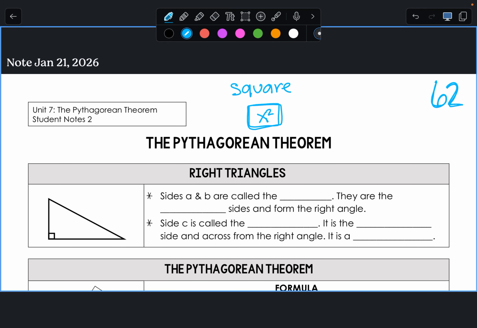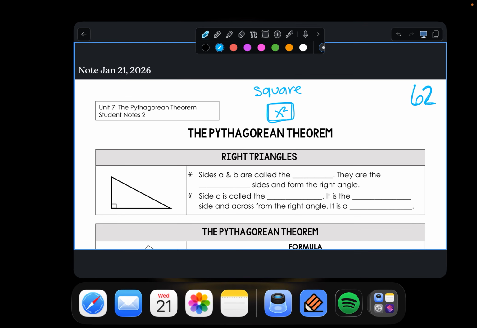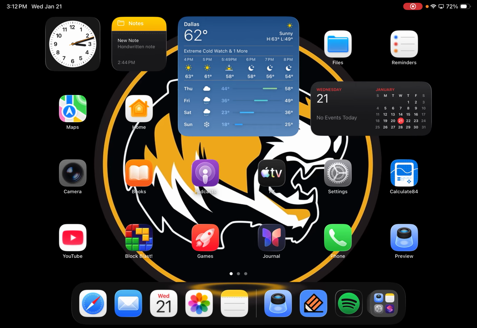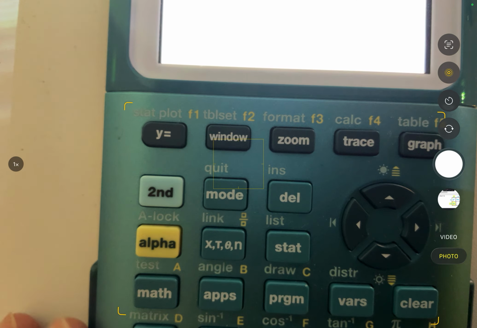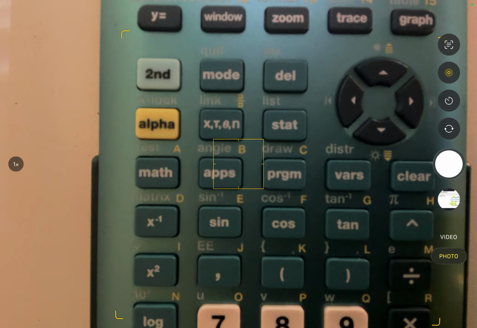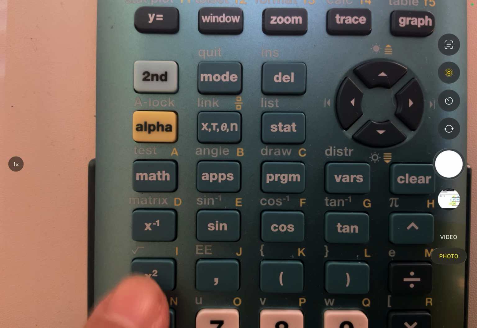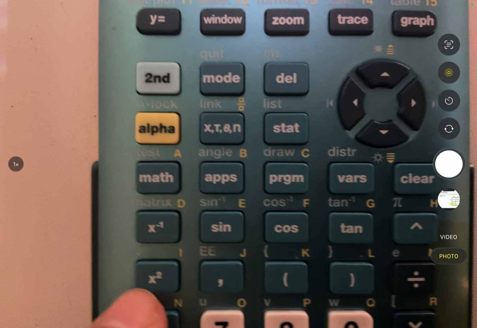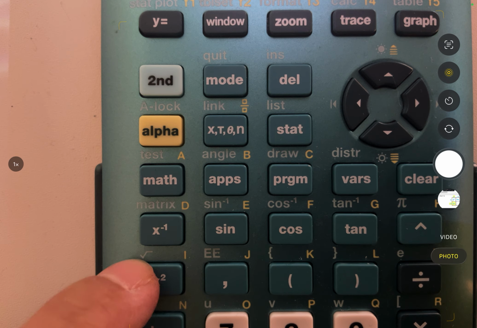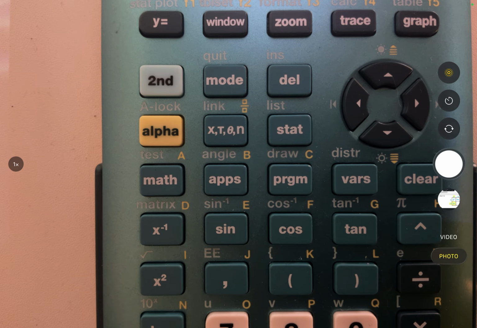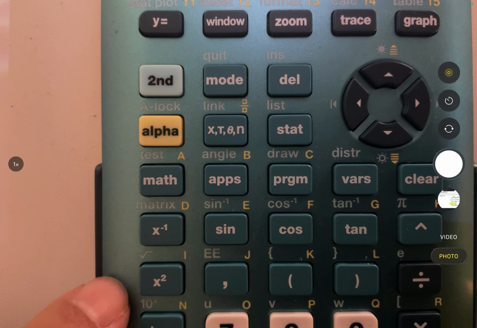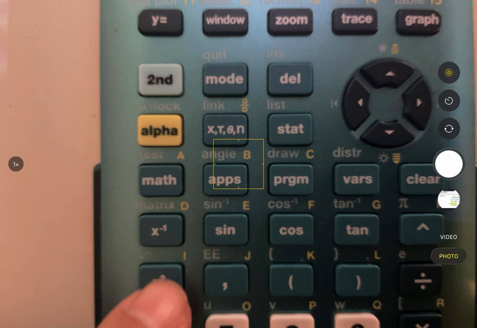Now, if you haven't found that button yet, let me find my camera. It is this one right here, right down here, right under the X. Now, what is drawn right above it in the upper left corner? That's the square root. They're the same button for a reason. You use one to square, you press it. Now, to use the square root, you press second x squared.